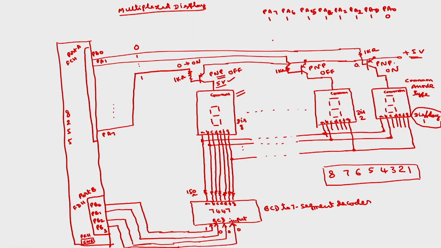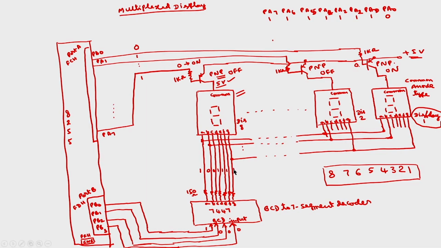So it will generate the corresponding code to display the 1. Because this is a common anode type, a 0 will light the corresponding segment. So this will be 1, 0, 0, 1, 1, 1, 1.